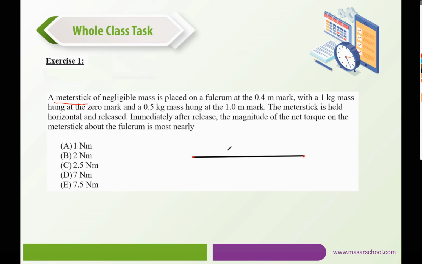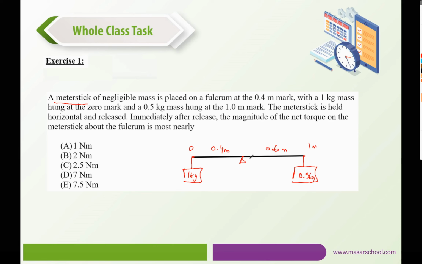The fulcrum, which is the point of rotation or the pivot point, is placed at the 0.4 mark. If this is a 1 meter stick, then that would be 0.6. With the 1 kg mass hung at the 0 mark, so this is the 0, this is the 1 meter mark, we're measuring from left to right. Here we have 1 kg, and the 0.5 kg mass hung at the 1 meter mark. So here we have 0.5 kg. The meter stick is held horizontal and released, so released from rest.